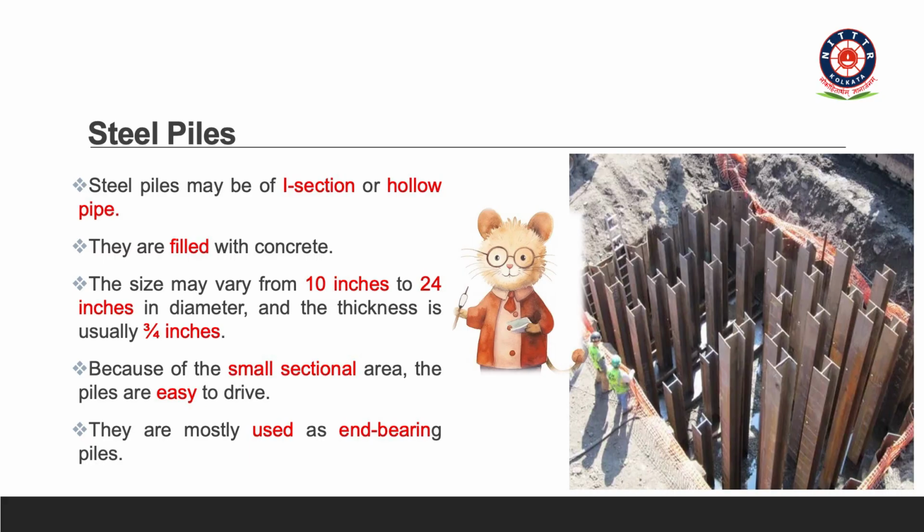So next, coming to the steel pile. Steel piles have two types, maybe I section or hollow pile. You can see this is an I section pile. They are filled with concrete. The sizes can vary from 10 inches to 24 inches in diameter, and the thickness generally used is 3/4 of an inch. Because of the small section area, the piles can be easily driven, and they are mostly used as end bearing piles.